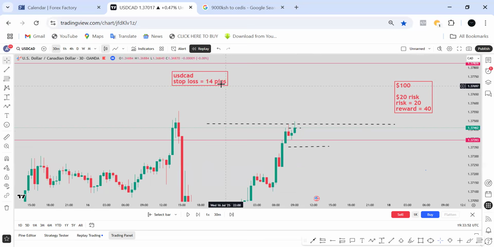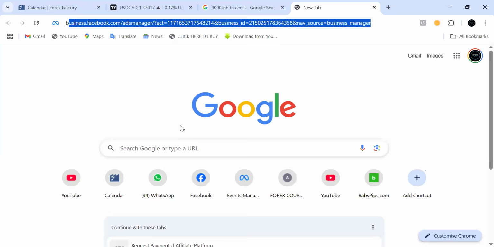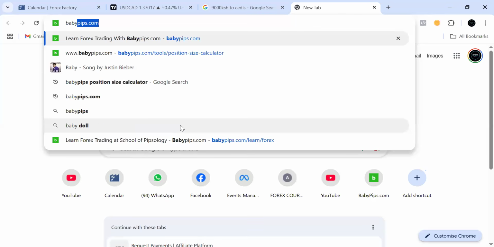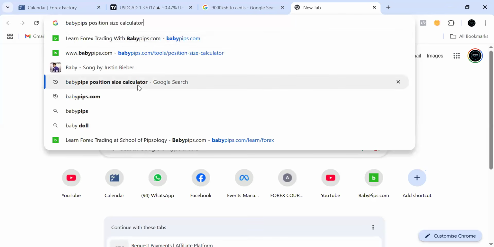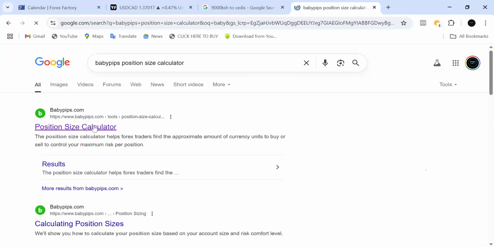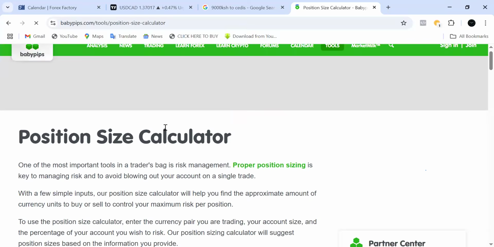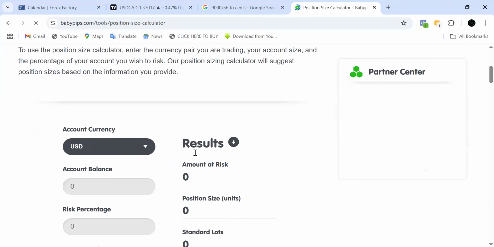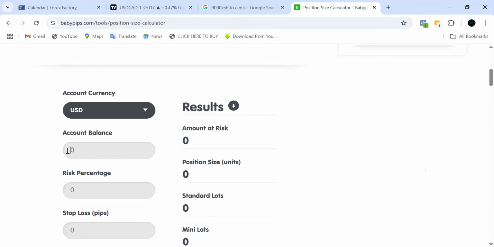This is going to be my stop loss pips. You get it? These pips are going to help you know the lot size you are going to use. If you can't do the math, you use the risk management tool. You can go to the BabyPips position size calculator and they will do the math. For me, I used to do it manually, but so you don't get confused, your stop loss pips are going to help you know your loss size.